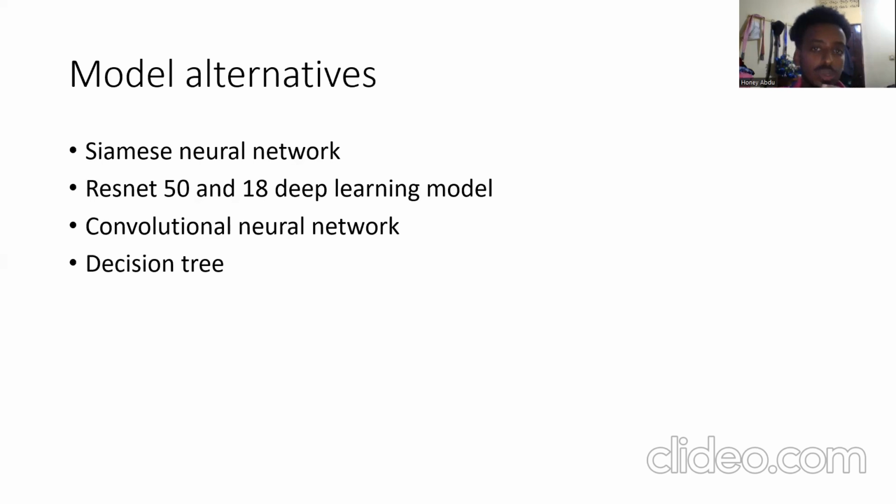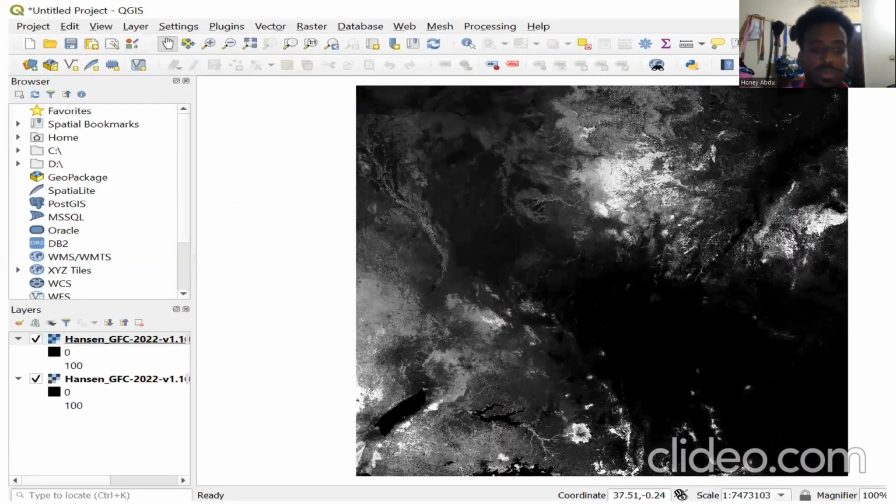Then there's the ResNet 50 and 18. The difference between the two is that 50 has 50 layers, 18 has 18 layers. In full, it's called residual network. Then the convolution neural network and the decision tree.